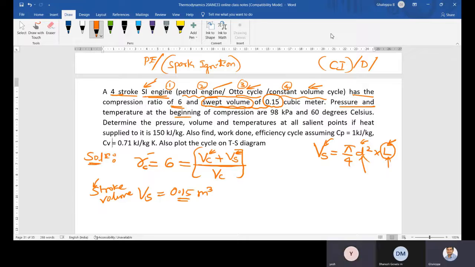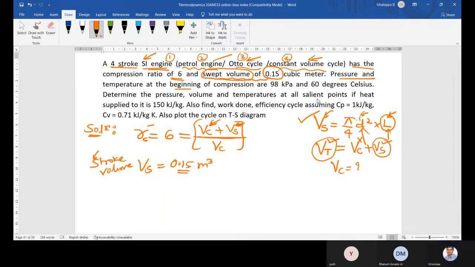Clearance volume he must give, swept volume he must give, or else he will give VS and total volume, but not clearance volume, and you need to calculate it. Total volume is equal to VC plus VS. Sometimes, to confuse the students, he will give total volume but not clearance volume, and he will give stroke volume, or use the diameter and length. So we know this value, and we can calculate VC. There are such numericals also. We will discuss later. Understood?